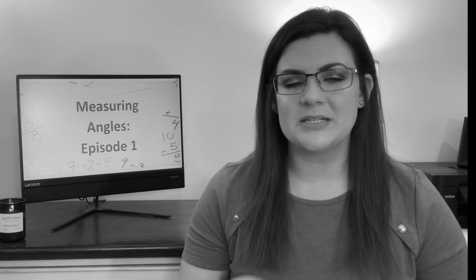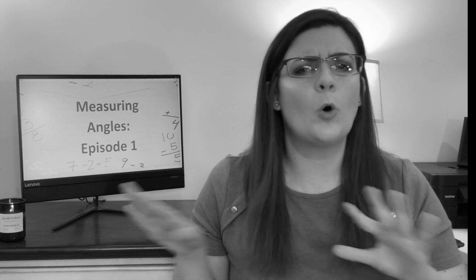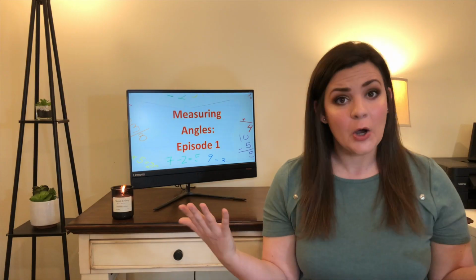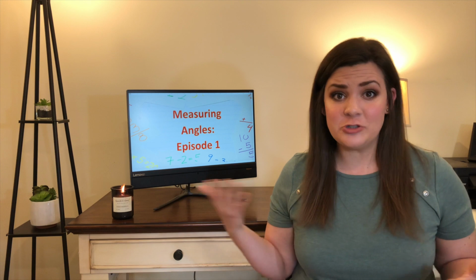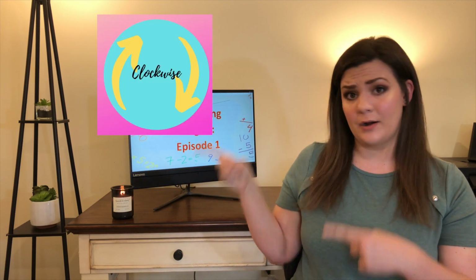Excuse me, Miss Norris. Sorry to bother you again. What if the whole circle is shaded? Oh, if the whole circle is shaded, you just say that one whole is rotating either clockwise or counterclockwise.